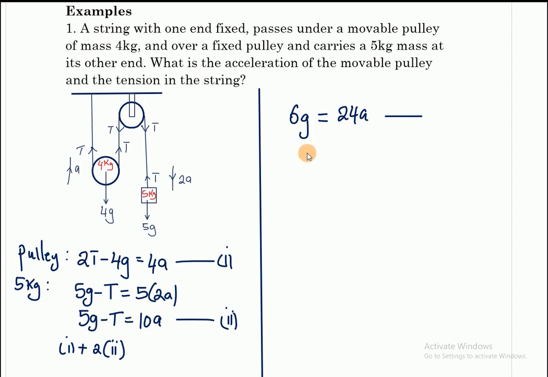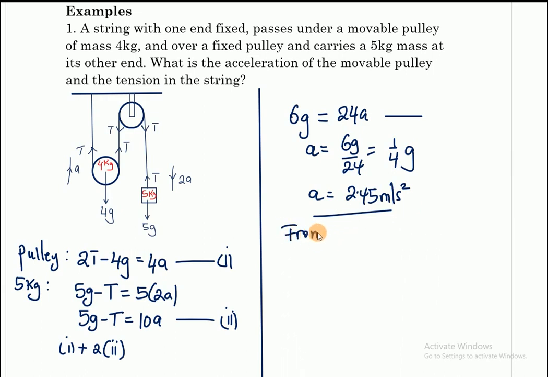times a. This means that a is equal to 6g over 24, which is equal to 1 over 4g. We can have that a is equal to, when you substitute the value of g, you get 2.45 meters per second squared.